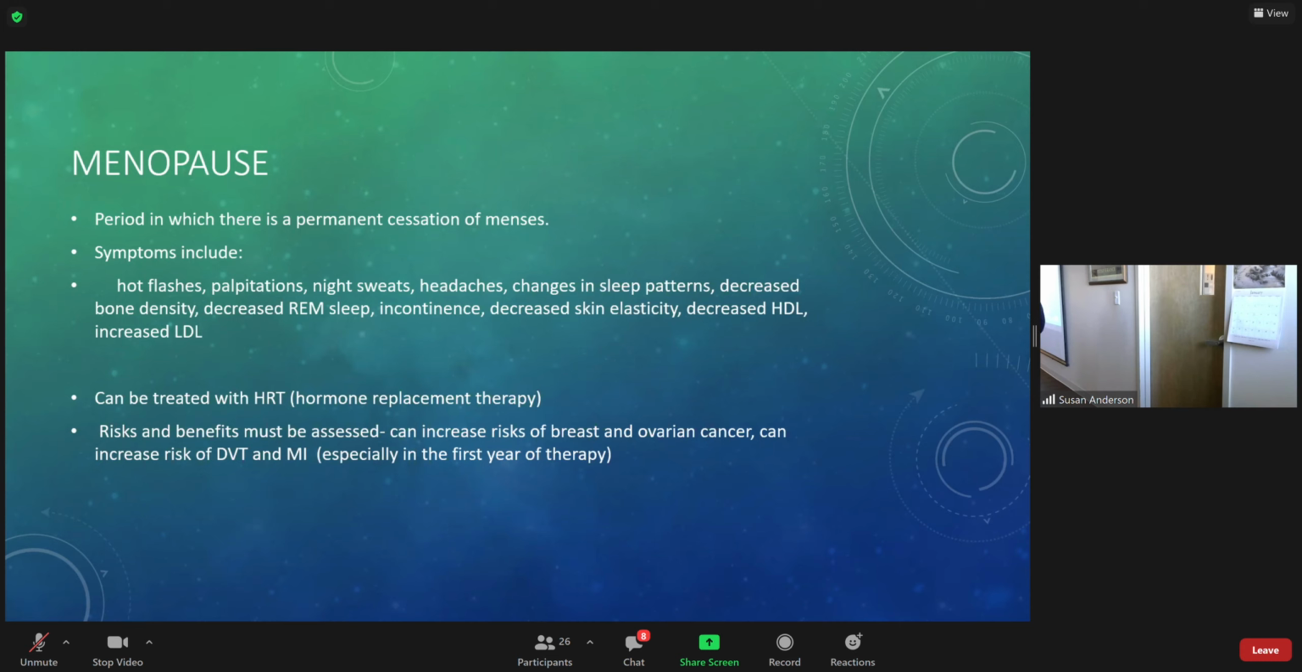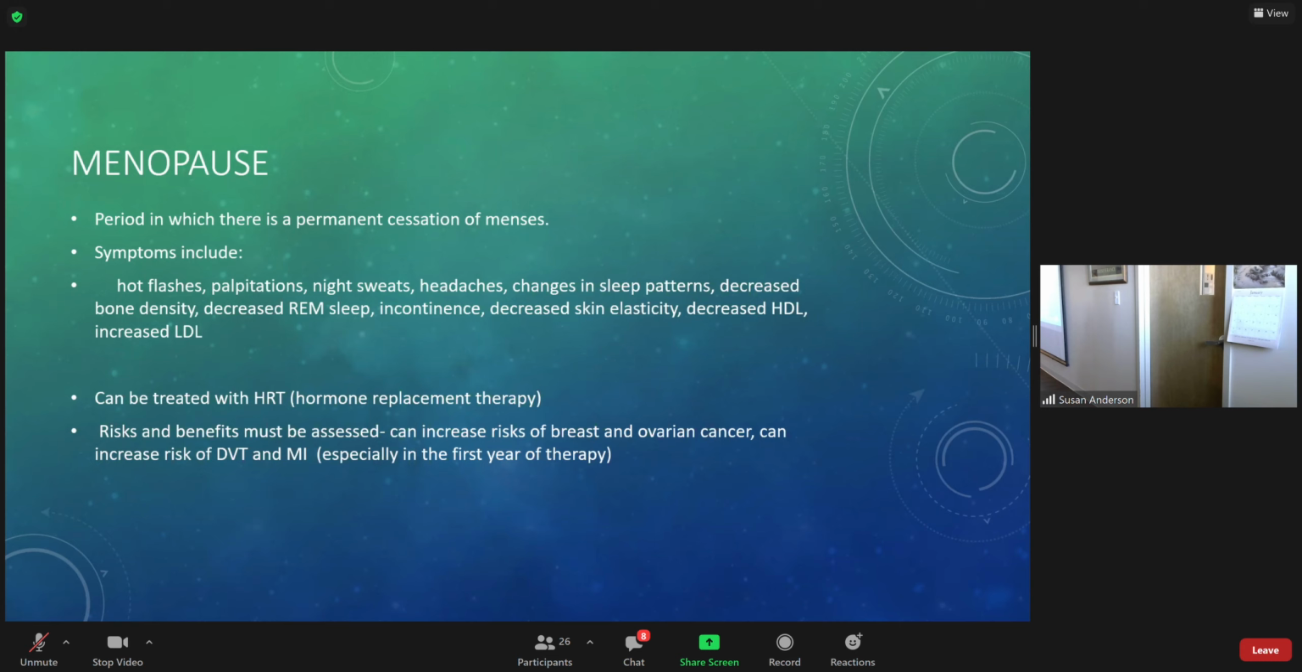Some of the things that are a risk for HRT, more likely to develop blood clots. So that person's higher risk for DVTs or PEs. Doesn't mean they're going to have it, but it just means that you have to be more aware of it. It's a higher risk for that person. Higher risk for breast and ovarian cancer. Yes, you're treating these symptoms and you're trying to maintain the balance.